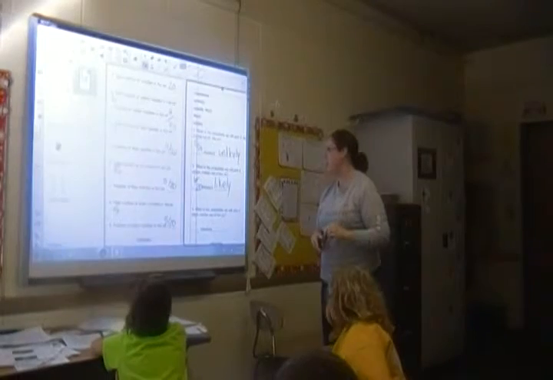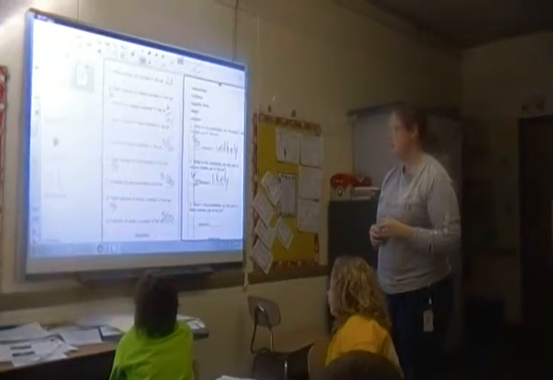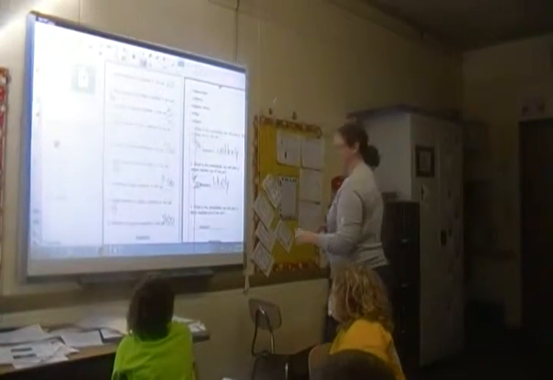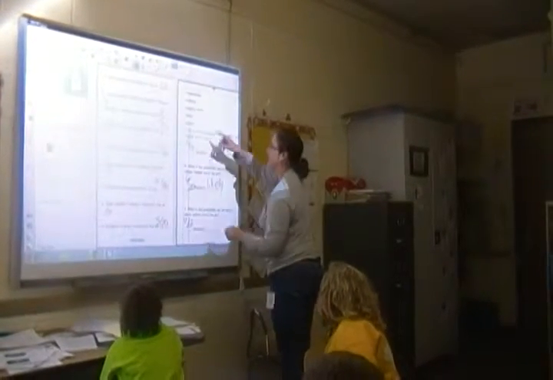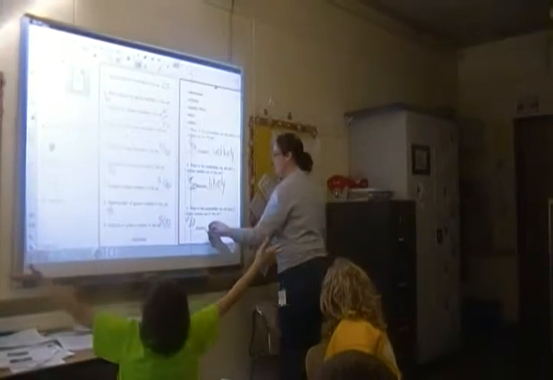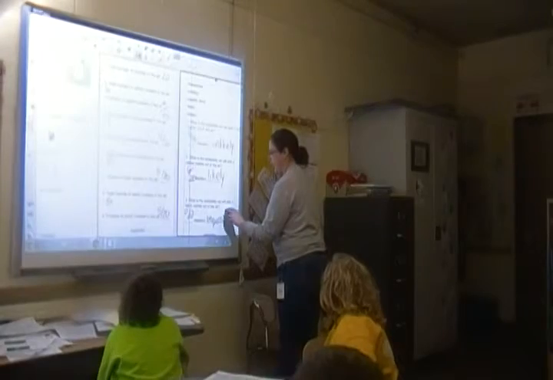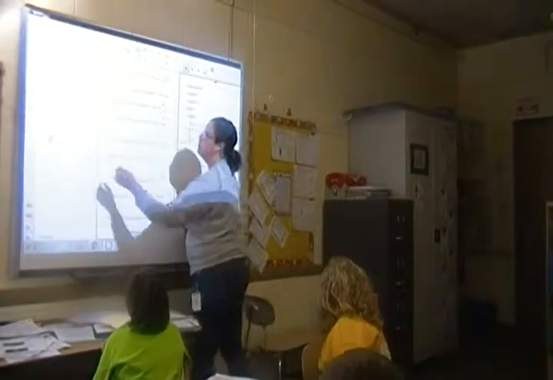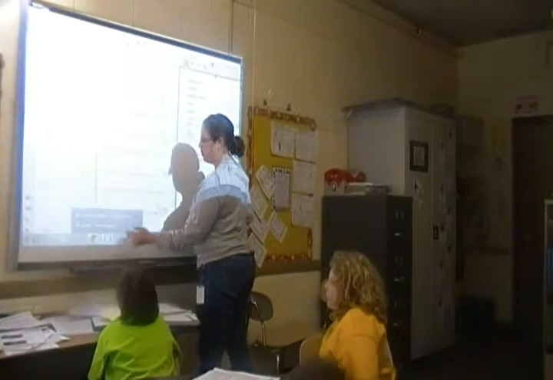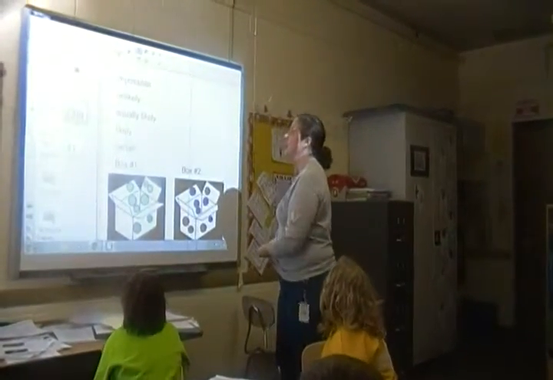Sarah, what is the probability we will pick a black marble out of the jar? 0 out of how many? 20. And it's not 0 though, it's what word? Impossible. Why is it impossible, Sarah? Because there's no black. There are no black. Okay, I want to go over these words one more time so we don't get confused.